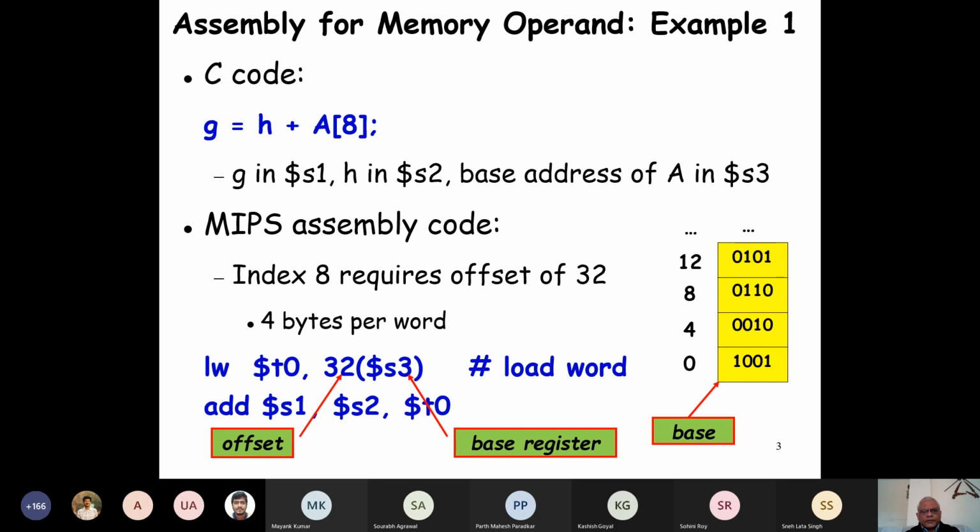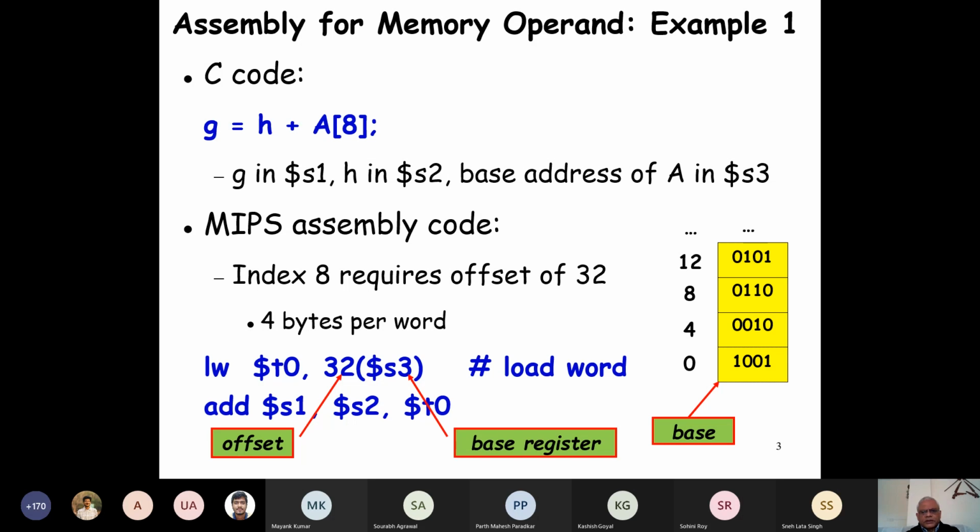Now to write this program, we will have to find where exactly the ninth element of the array resides. Then only we can write the program. But we know that every element of this integer array is 4 bytes long, and the index 8, that is the ninth element, requires an offset of 32 because there are 4 bytes per element of the integer array.